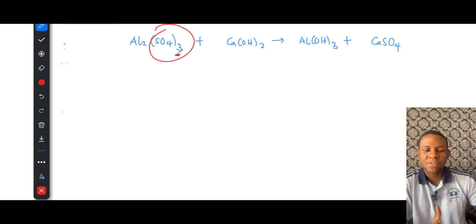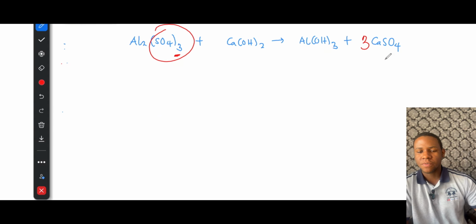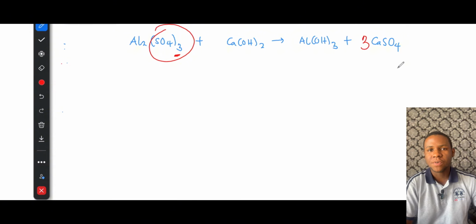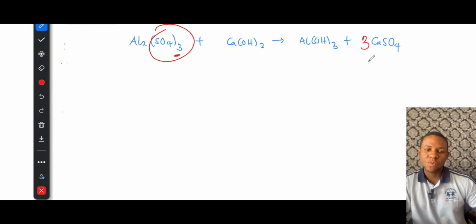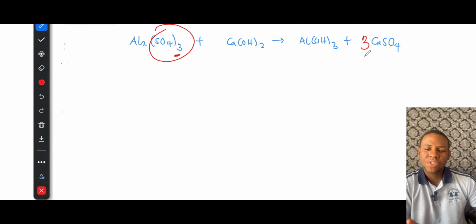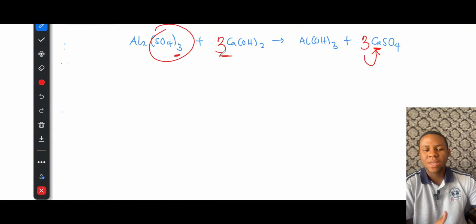So you have 3 of that on this side. That means you are going to have to put a 3 in front of the calcium sulfate on the right-hand side so that the sulfate would be balanced, okay? Now that you've done that, you have introduced a 3 here on the calcium, which would mean that you would have to put a 3 here to balance the calcium.